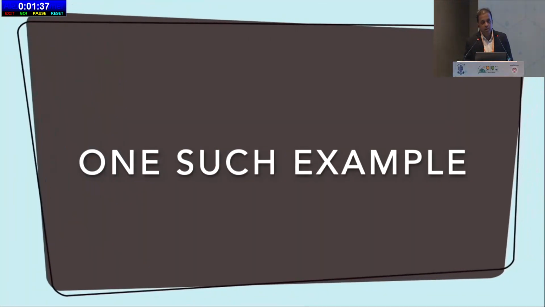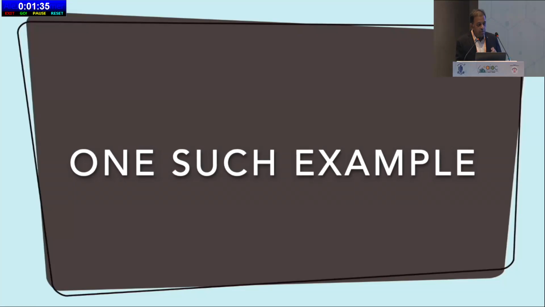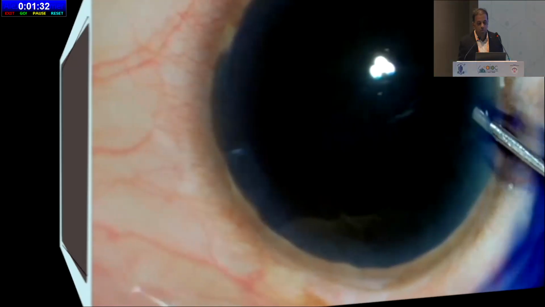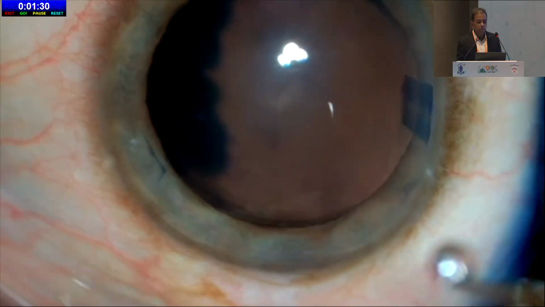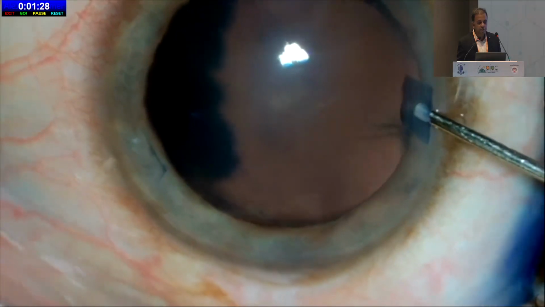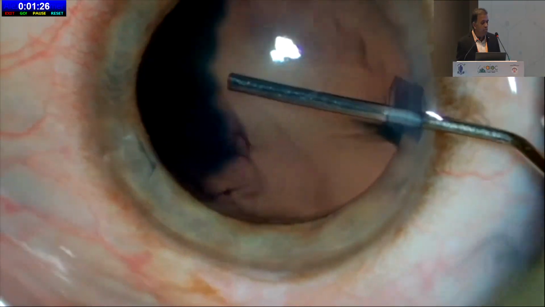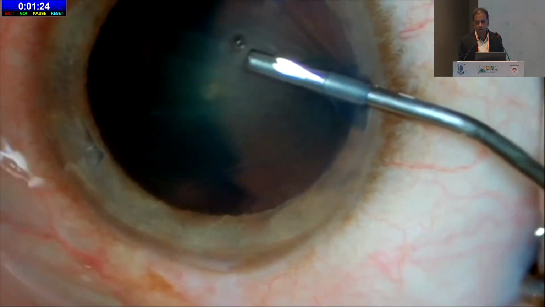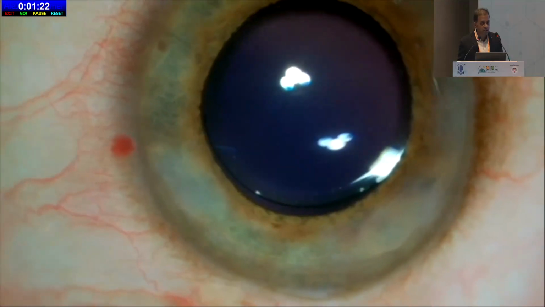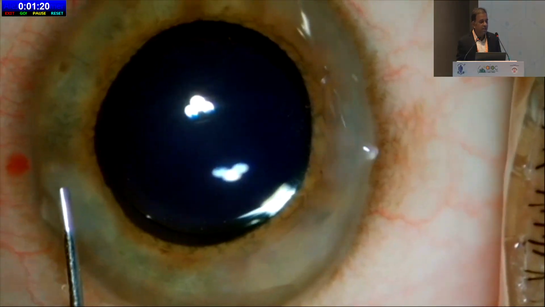I would like to share one more such example. Similarly, when I was planning to operate on a cataract, the dye went inside the vitreous cavity, and the whole vitreous turned out to be blue. After removing the cortex, the vitreous remained blue for nearly 2 to 3 days. So it was a blue vitreous cataract.